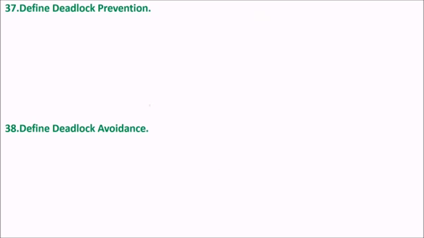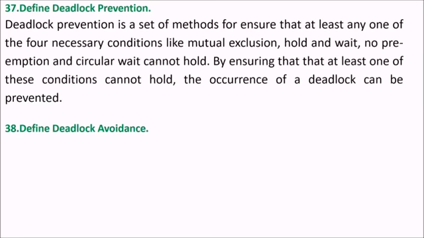Define deadlock prevention. What is deadlock prevention? Deadlock prevention is the set of methods for ensuring that at least one of the 4 necessary conditions, which are mutual exclusion, hold and wait, no preemption, and circular wait, does not hold. So these are the 4 conditions. By ensuring that at least one of these conditions cannot hold, the occurrence of the deadlock can be prevented. This is deadlock prevention.